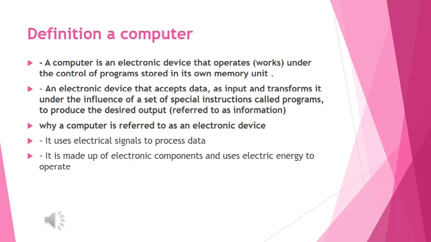Why is a computer referred to as an electronic device? Why do we say a computer is an electronic device? One, it uses electrical signals to produce data, and number two, it is made up of electronic components that use electricity. A computer uses electricity, so it is an electronic device, just like a microwave, a fridge, a TV. They use electricity, so they are electronics. So a computer, in the same manner, is an electronic device because it uses electricity.